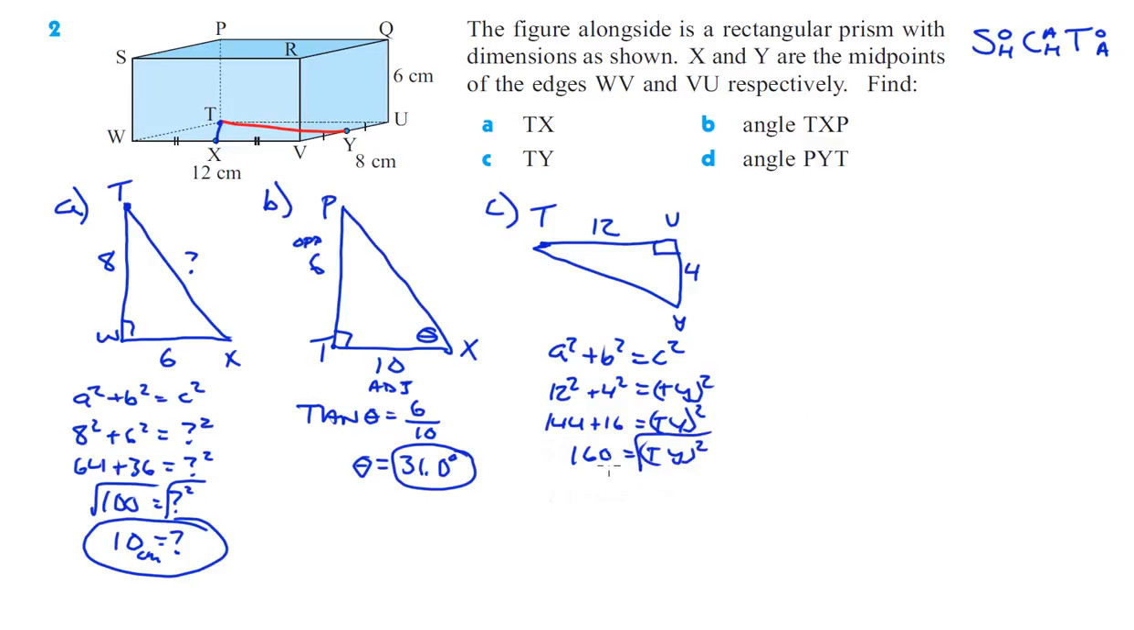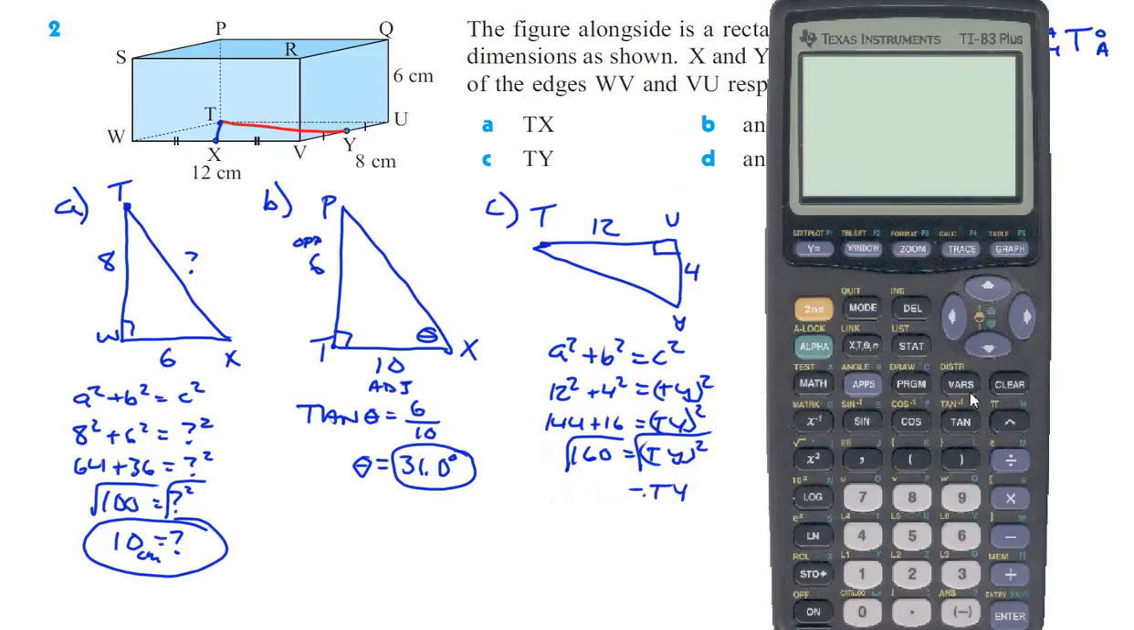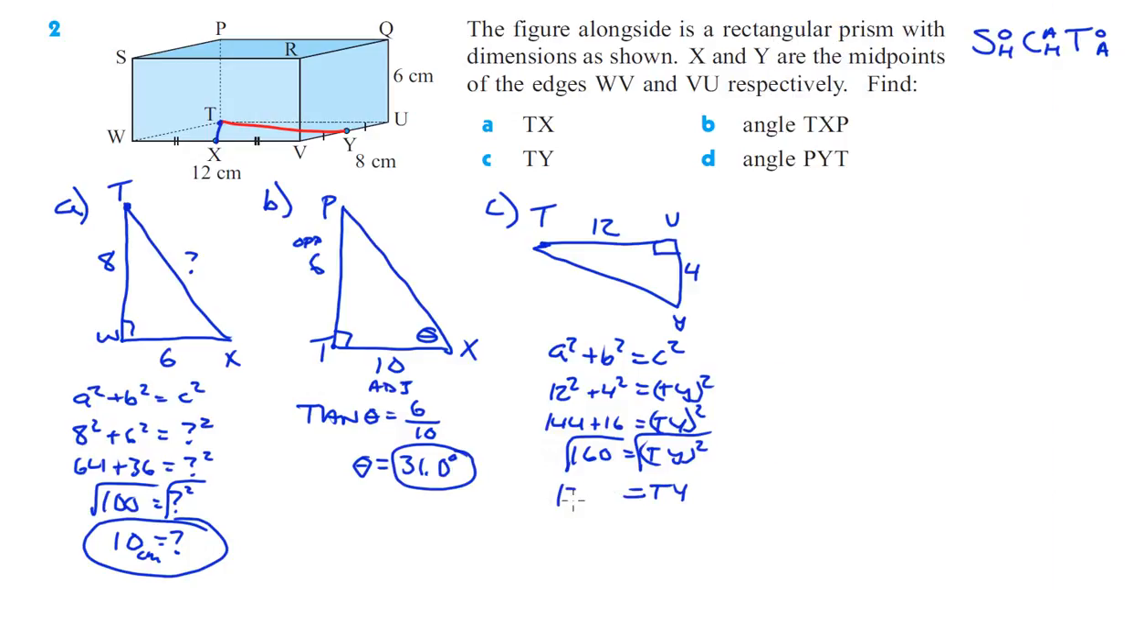All right, so we want to square root those, and we'll get that side TY is the square root of 160, which gives us 12.649. So let's go with 12.6, and this is centimeters.